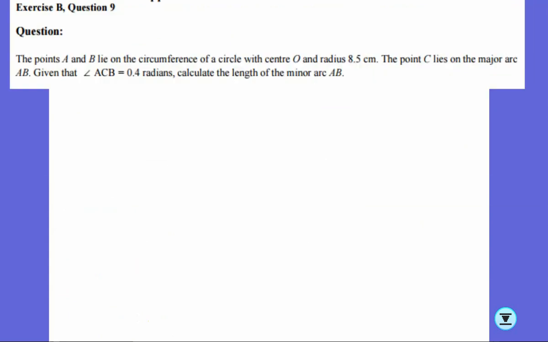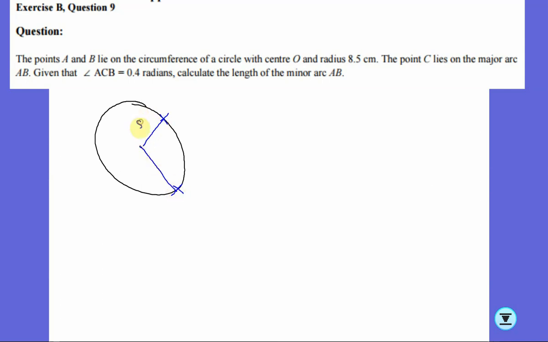Okay, here's another one. So we've got the points A and B lie on the circumference of a circle. So let's draw ourselves a circle. That's probably one of the worst circles ever drawn, but that will do. So A and B, they're on circumference. So I'm going to put A there and B there. Let's see. This might go horribly wrong and I'll redraw it.